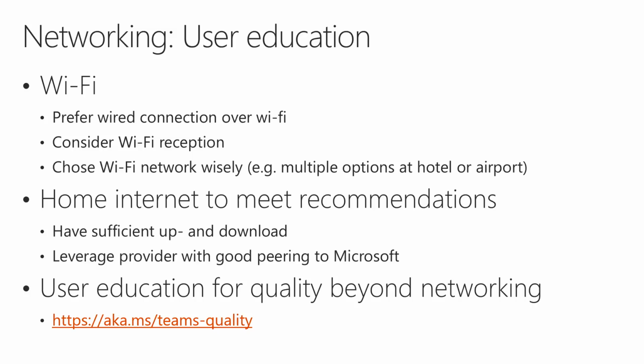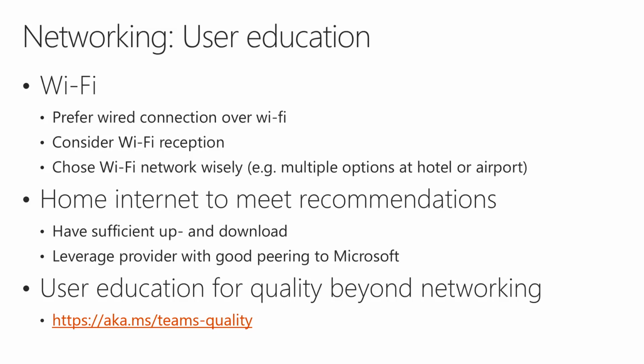For the internet from home, if your users are doing a lot of home office, working from home, make sure that they have sufficient up and download and that they leverage a provider that has good peering with Microsoft so that the traffic goes as quickly as possible from their location to the Microsoft 365, to the Office 365 network.